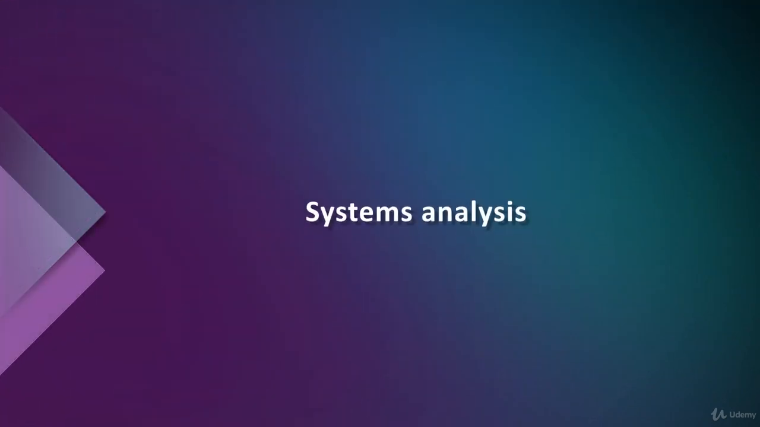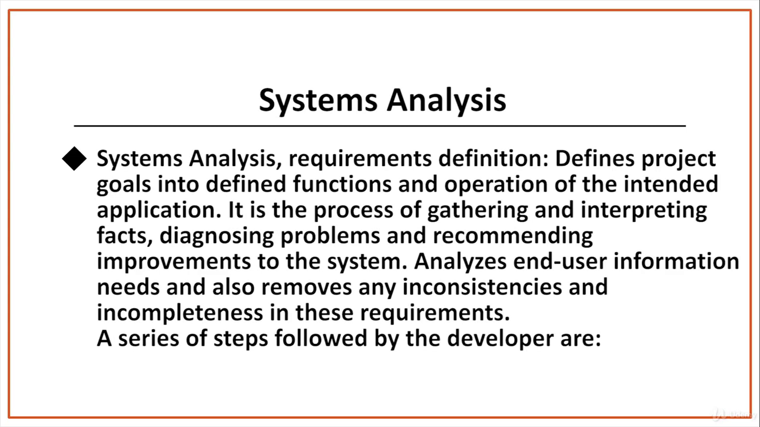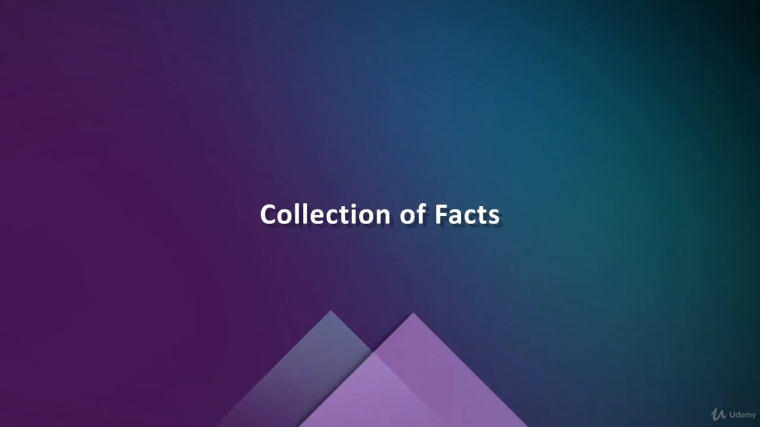Systems analysis. Requirements definition. Defines project goals into defined functions and operation of the intended application. It is the process of gathering and interpreting facts, diagnosing problems, and recommending improvements to the system. Analyzes end-user information needs, and also removes any inconsistencies and incompleteness in these requirements. A series of steps followed by the developer are: collection of facts. End-user requirements are obtained through documentation, client interviews, observation, and questionnaires.